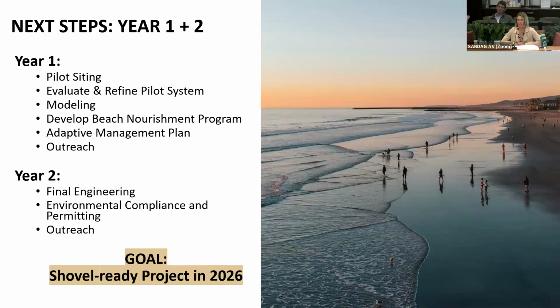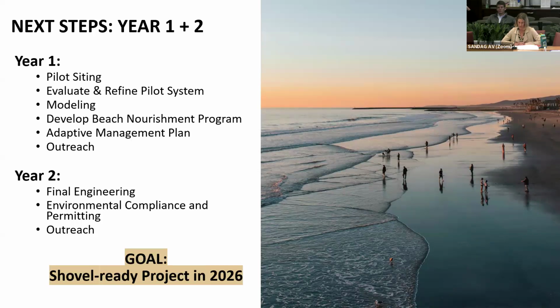So final engineering and design is expected to take 1.5 to 2 years. And during this time, we'll be refining the design and determining where the project will be sited. Additionally, we'll be developing our monitoring program, which will further establish baseline conditions and inform the creation of our adaptive management plan. And all these refinements will be included in the environmental compliance portion of the project, which will be initiated in year 1, but the bulk of which will happen in year 2.